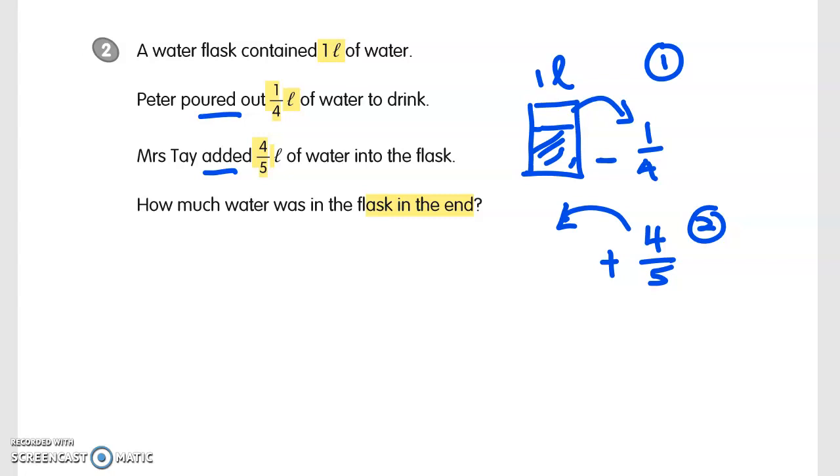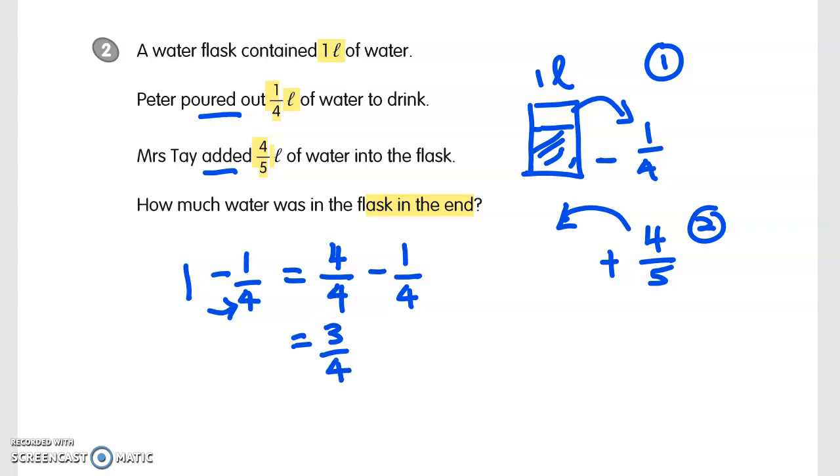So let's start now. At the start, there was 1 liter of water. Peter poured out 1/4 liter of water. Now remember, 1 whole is the same as 4 out of 4. We follow the denominator which says there's 4 parts. So you take away 1/4, that will be 3 out of 4. So after Peter poured out the water, 3 out of 4 liter was left.